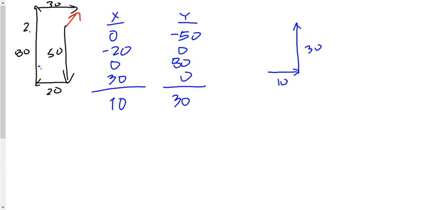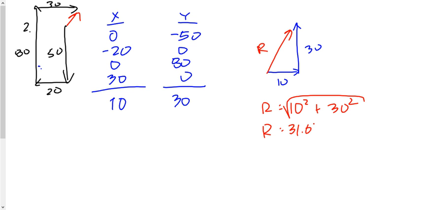I didn't draw this quite to the same scale, but you can see my resultant vector is in the same direction, right? I can find this. R is equal to the square root of 10 squared plus 30 squared. It's the square root of 1,000, which is 31, 32? 31.6. Thank you. Whoops, not degrees. 31.6 meters.